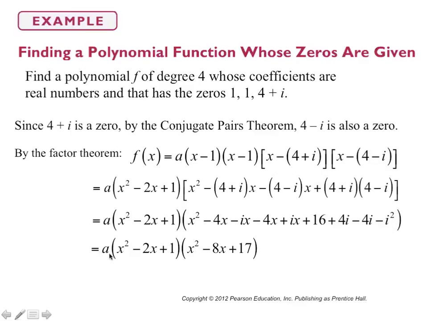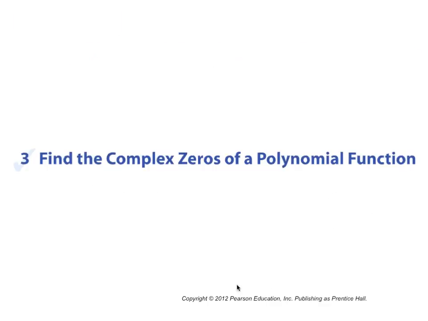So really what we're left with is a, which can be any real number, times x squared minus 2x plus 1, and then that's multiplied by x squared minus 8x plus 17. And we can go ahead and multiply all that out. You kind of have to use distributive property, combine a lot of stuff, and you get a times x to the 4th minus 10x cubed plus 34x squared minus 42x plus 17. A can be any real number. You can make it 1 or 2, whatever you'd like. 1 is always easiest.